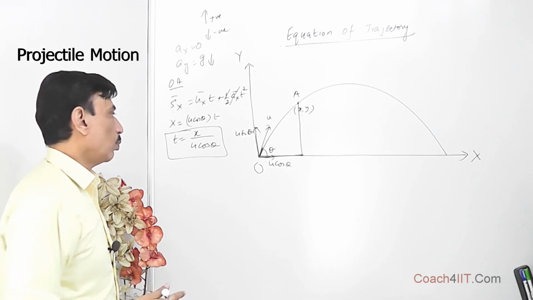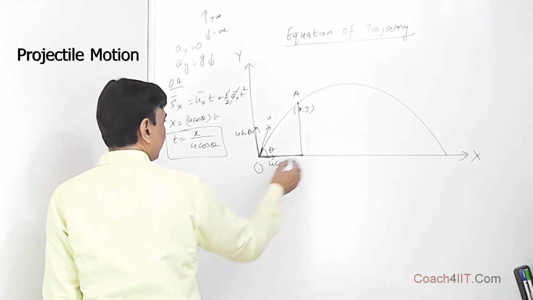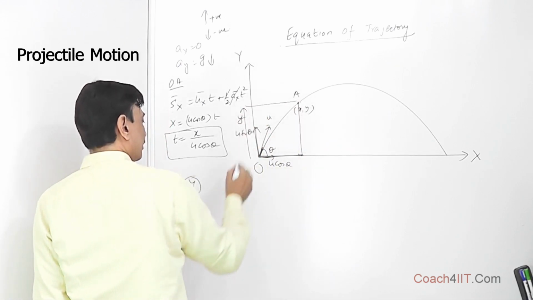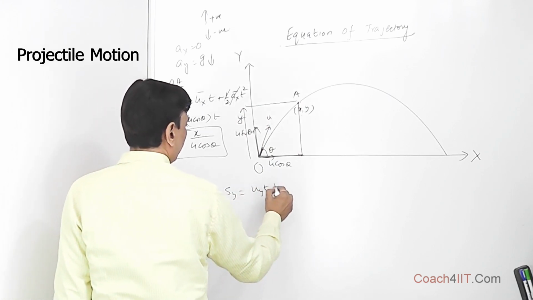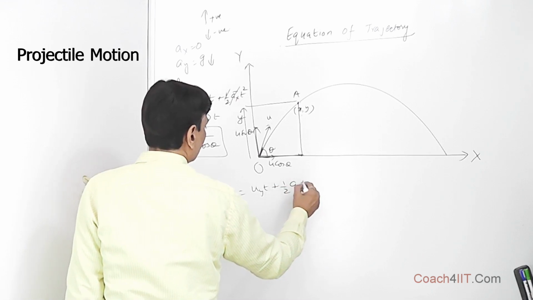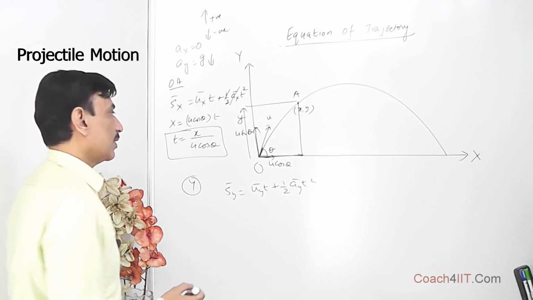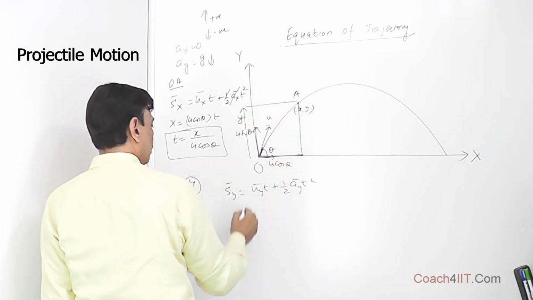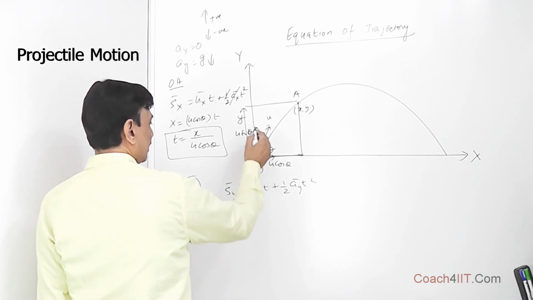Now if we consider along the y-axis, from here to here the displacement along y-axis is this much only, that is y. We say Sy is equal to uyt plus half ayt square. Now let's use this. What is the displacement along the y-axis when the body has gone from O to A? It is y only. It is in the upward direction, so that's why it is positive. Uy, initial velocity along the y-axis, is u sin theta.